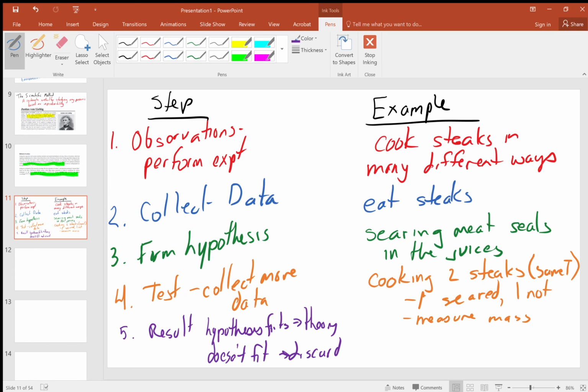And so with our steak example here, we find if we do this, the seared steak actually loses more mass. So it's not even equal. It loses more mass, and that's because that searing happens at a very high temperature. It actually drives off more liquid. And so as a result, we've managed to disprove Liebig's hypothesis.